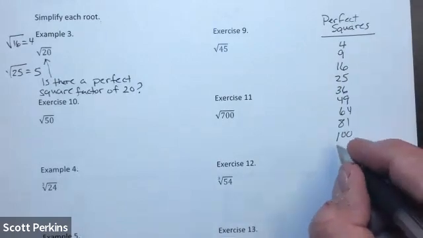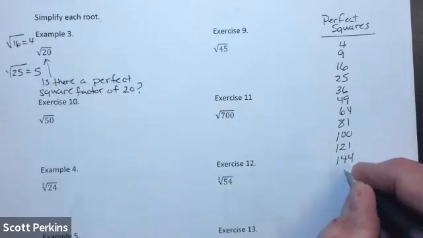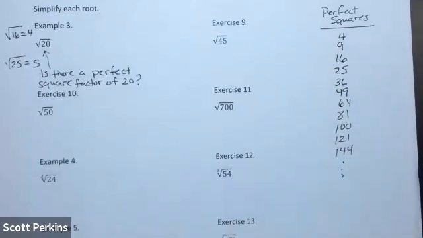I'm getting bored. I'm going to stop here in a second. 11 times 11 is 121. 12 times 12 is 144. And you can keep going forever listing the perfect squares, but you kind of see what's going on. A number times itself gives you a perfect square.